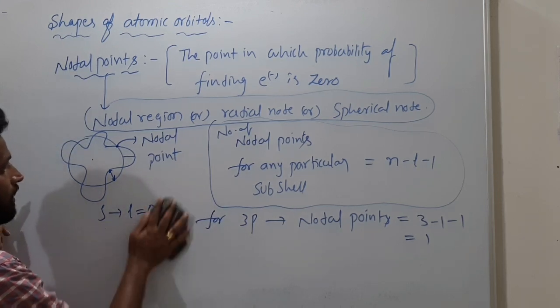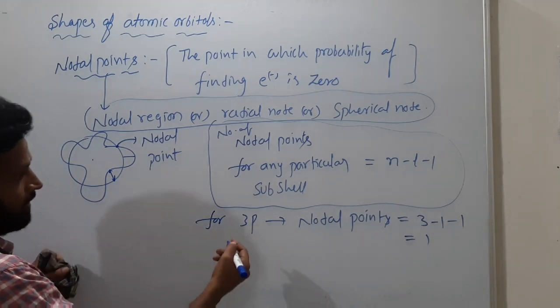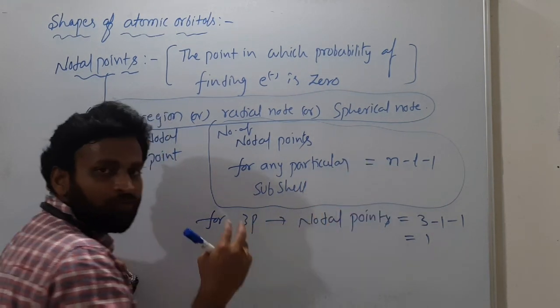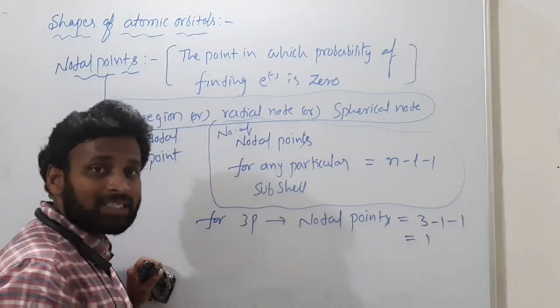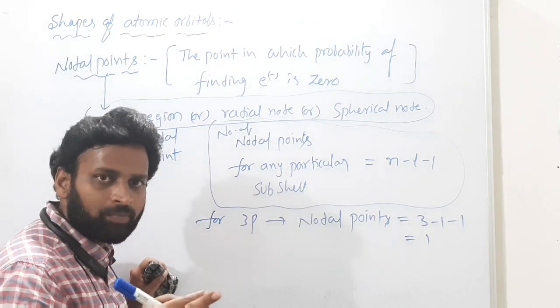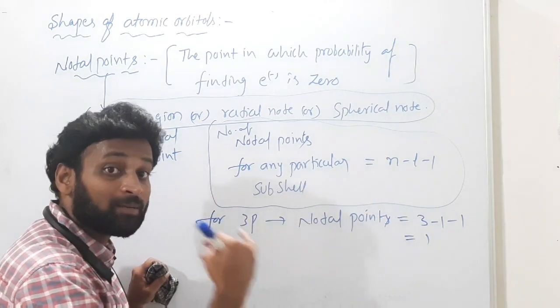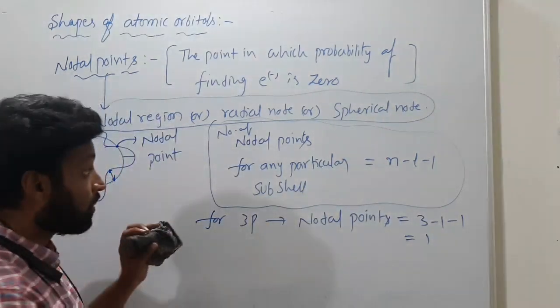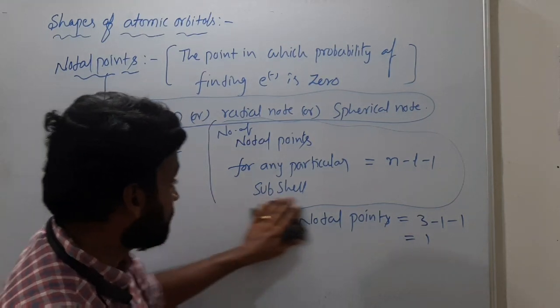Every individual subshell has nodal points, but nodal planes are the same for any subshell, whether 2p, 3p, 4p, 5p, whatever. Nodal planes are l only. But nodal points are n minus l minus 1. These are very, very important.